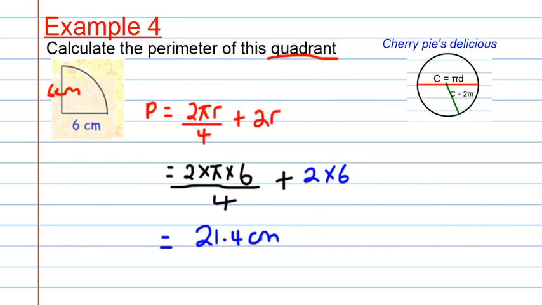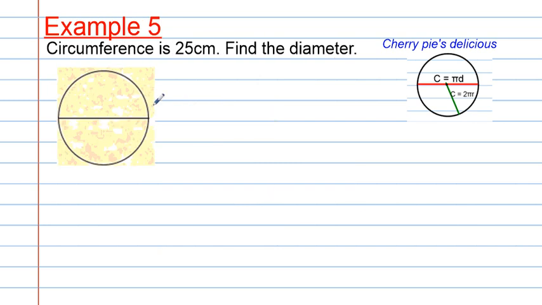Okay, now let's try another example. In this example, we have the circumference and we're looking for the diameter. Okay, let's code the formula. Cherry pie is delicious. That's a good way of remembering it.